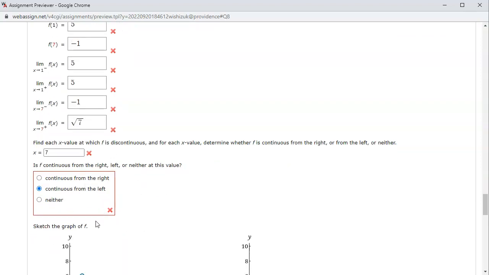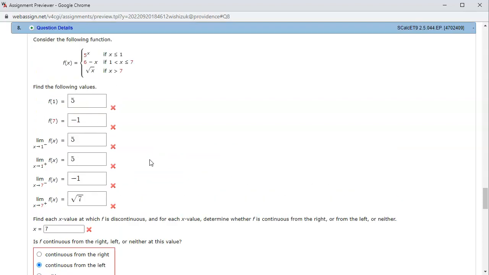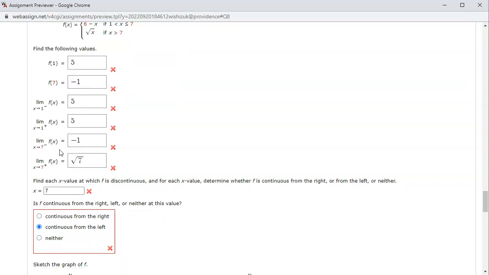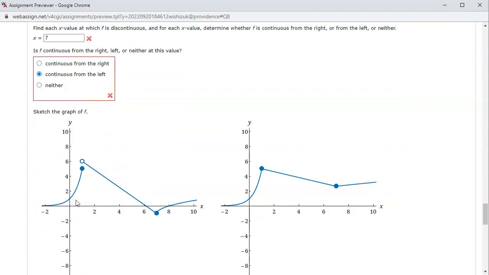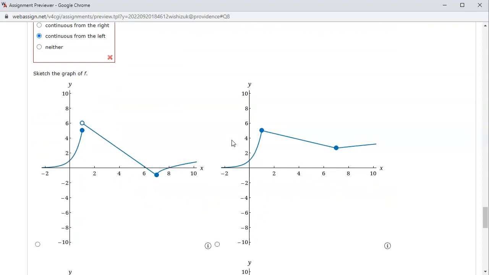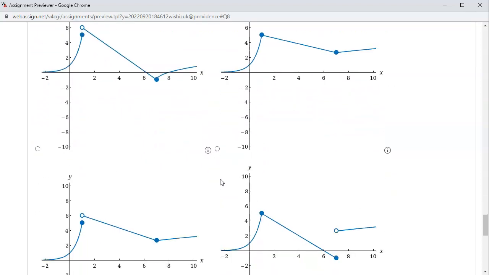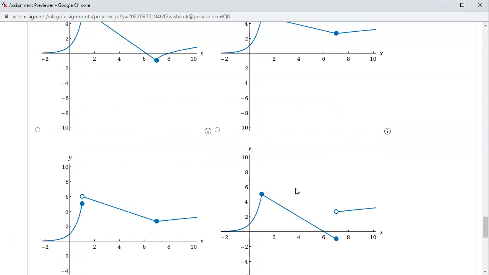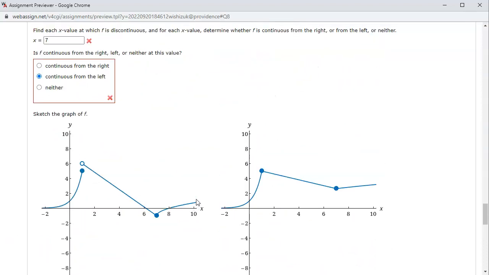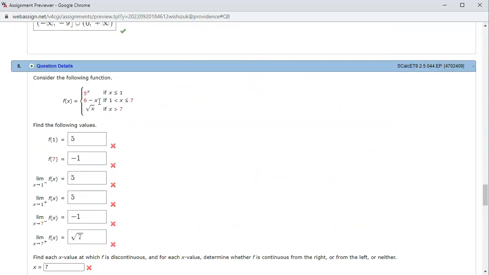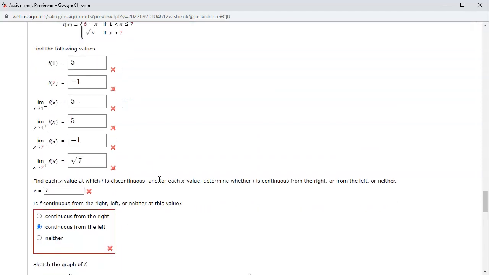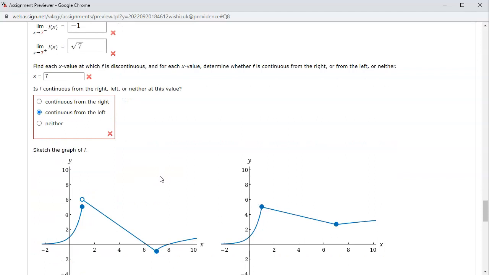Now sketch the graph of this function. The first piece is going to be an exponential function for x less than or equal to 1. So it's an increasing exponential function. Certainly this picture has that, and the second and third pictures have that too. It looks like everyone has that, so that doesn't help us. The middle one is 6 minus x.